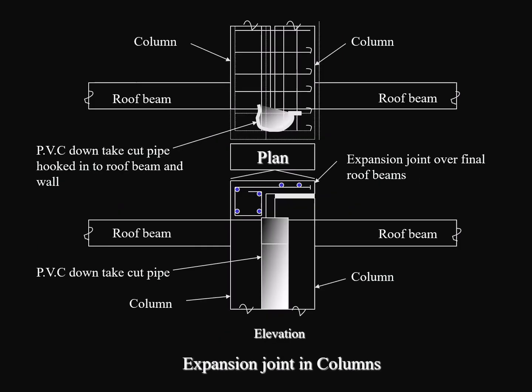Similarly, for columns also we can provide like this. We can have a half cut PVC pipe provided all along the depth of the column, whereas the upper portion shall be covered with a movable cap so that the water will not ingress into the joint and the rusting and dampness can be avoided in the building.